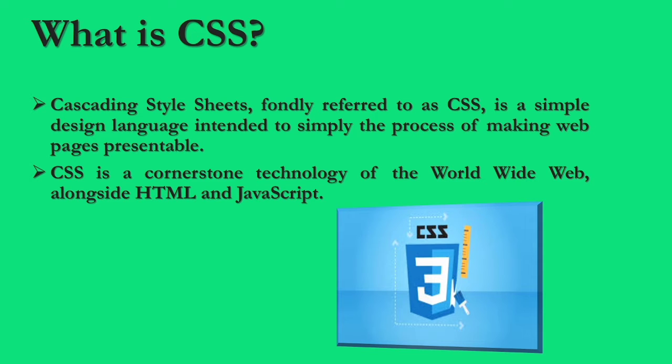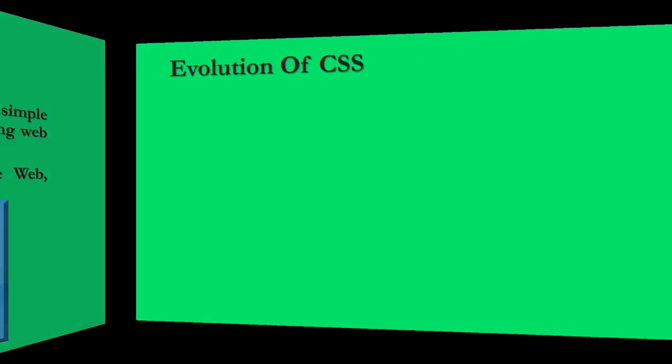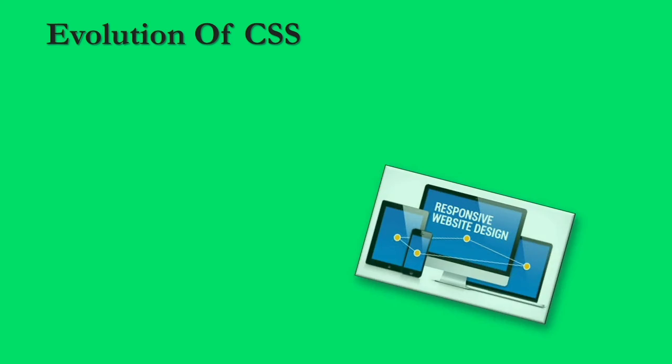This separation can improve content accessibility, provide more flexibility and control in the specification of presentation characteristics, enable multiple web pages to share formatting by specifying the relevant CSS in a separate .css file, and reduce complexity and repetition in the structural content. Now let's move to the evolution of CSS.